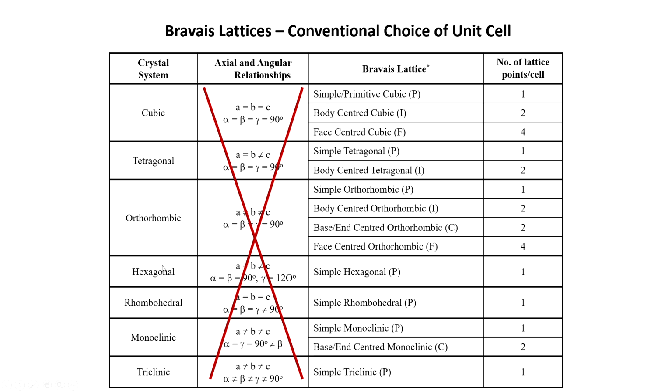So, let us look at the cubic. I have simple, I have written primitive. The words simple and primitive are one and the same, but conventionally in these Bravais lattices they are typically written as simple, otherwise primitive cubic would also do. I have body centered cubic, I have face centered cubic, but I do not have a base centered or an end centered cubic. In tetragonal I have only 2, primitive and body centered.